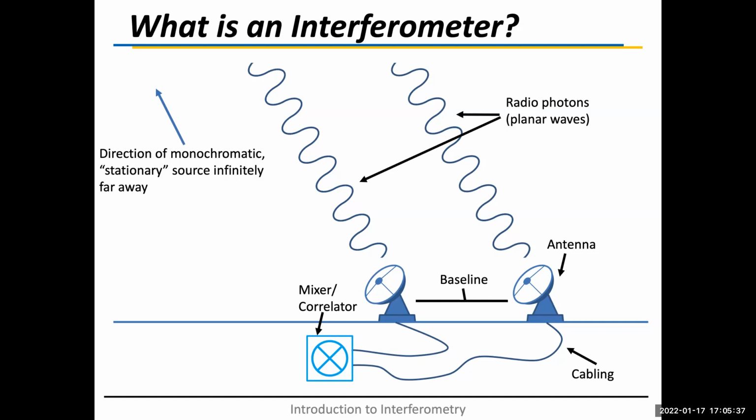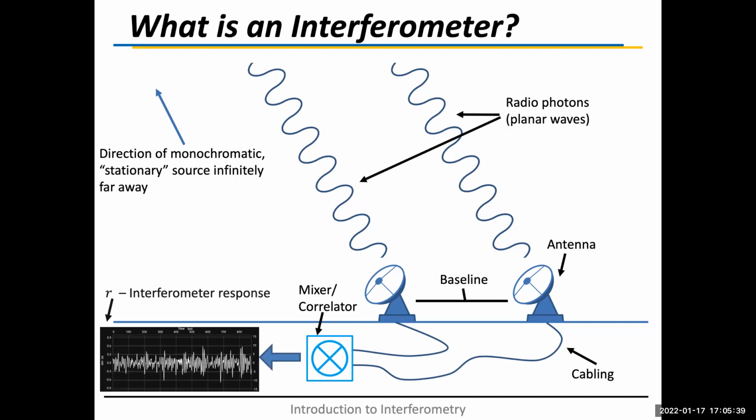Out of that mixer, out of that correlator, comes what we call the interferometer response. That is what everybody here is measuring. It's measuring the output of this correlator, which is mixing together two signals coming from two antennas looking up at some celestial source.